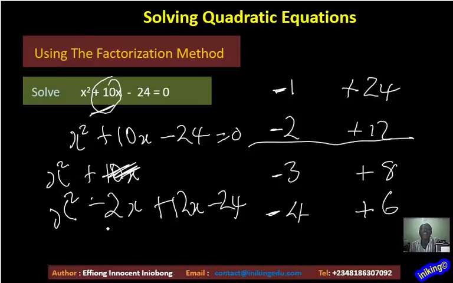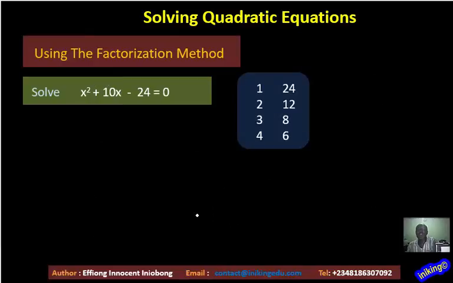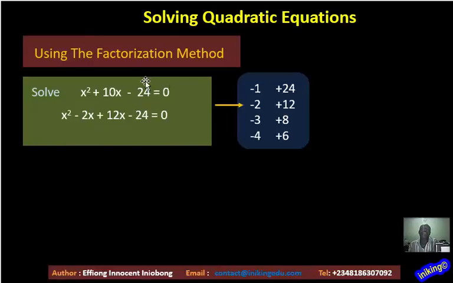So I've replaced my 10x with what? Minus 2 plus 12. Remember, this is the most important step. If you miss this, everything is gone. So let's look at that. Those are pairs of factors. We assign positive and negative numbers. And then we have replaced here 10x with what? Minus 2x plus 12x. The next thing is for us to begin our factorization.